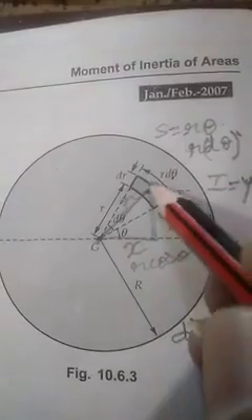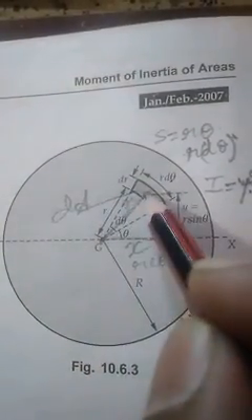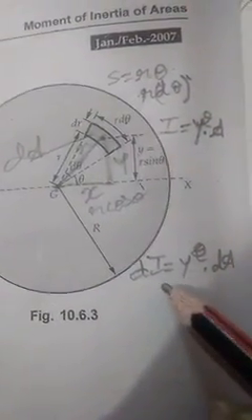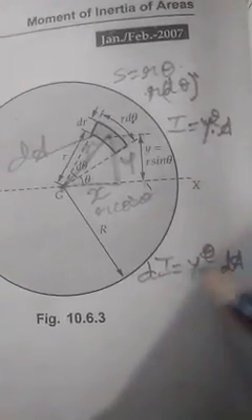The area of this one elemental area will be dA, don't forget dA. dA will be the area of this smaller element. Okay, so the moment of inertia because of the smaller element you should call dI. So dI is equal to y square into dA. So that's what we will further continue.